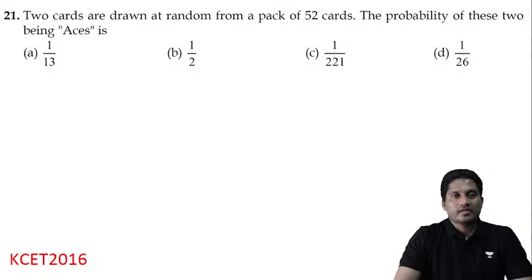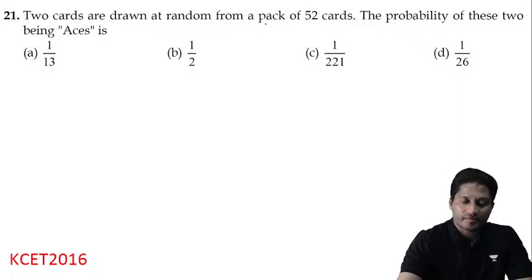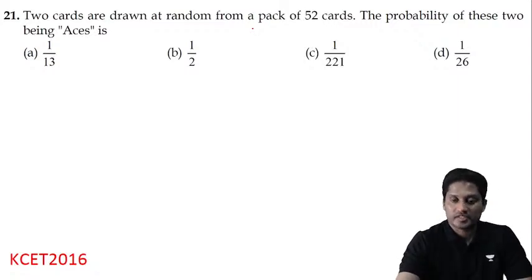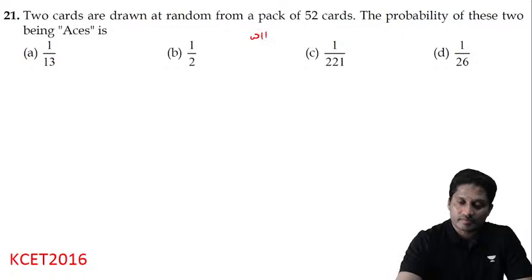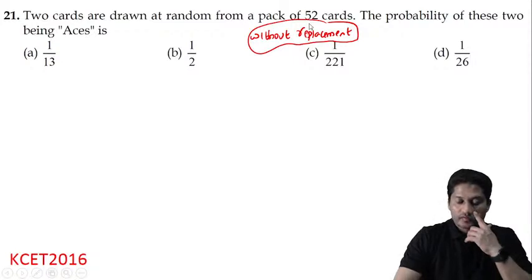Question number 21. Two cards are drawn at random from a pack of 52 cards. Find the probability that these two cards being actually two cards are drawn at random from a pack of 52 cards. If you want to get the options, the question should say it is without replacement. What's the probability is missing? Okay, the probability that these two are aces.